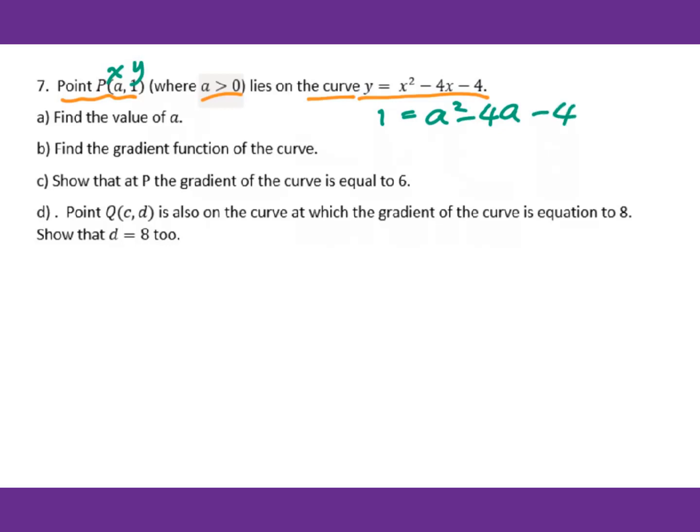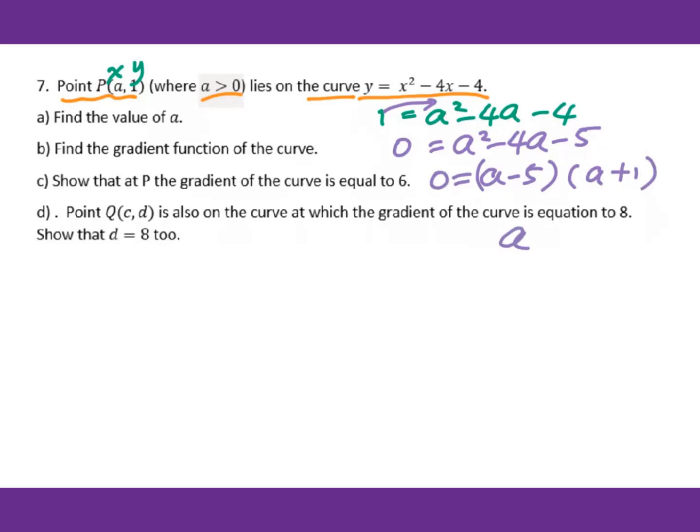You know this is a quadratic equation. We set it equal to 0. Minus 1 both sides: 0 equals a squared minus 4a minus 5. Then we factor this: (a minus 5) times (a plus 1). So you get a1 equals 5, a2 equals negative 1. But this said a is positive, so this one we cross out. So a equals 5.